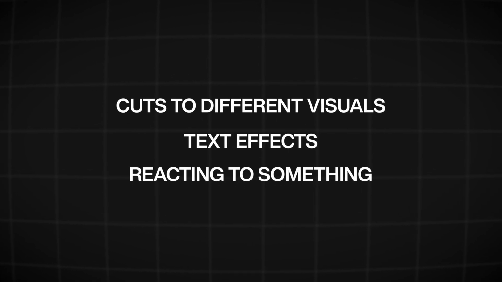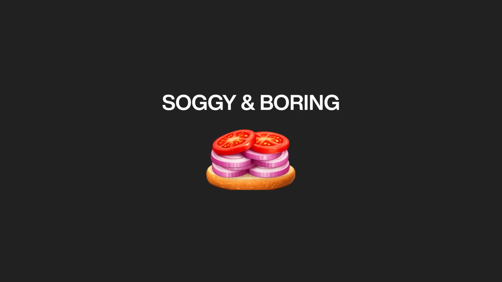The videos that tend to perform the best are the ones that can create well-placed pattern interruptions, in which after a period of time, you aren't experiencing the same repetitive segment. Instead, you're met with cuts to different visuals, text effects, someone reacting to something, and much more. So now, instead of a soggy tomato sandwich, let me show you what a well-layered one looks like.